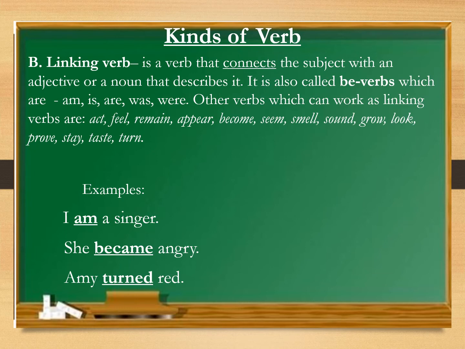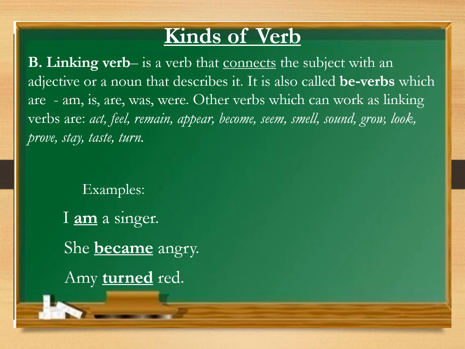Next, linking verbs. A linking verb is a verb that connects the subject with an adjective or noun that describes it. It is also called be verbs, which are am, is, are, was, and were. Other verbs which can work as linking verbs are act, feel, remain, appear, become, seem, smell, sound, grow, look, prove, say, taste, and turn. Examples: I am a singer.